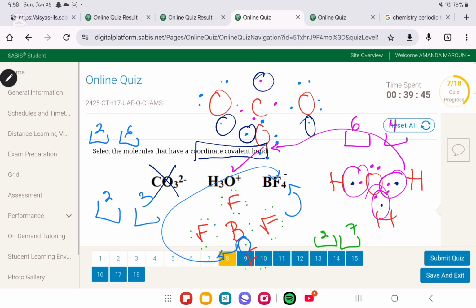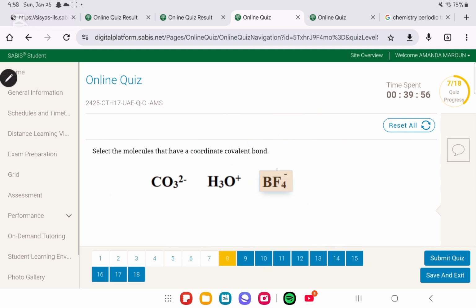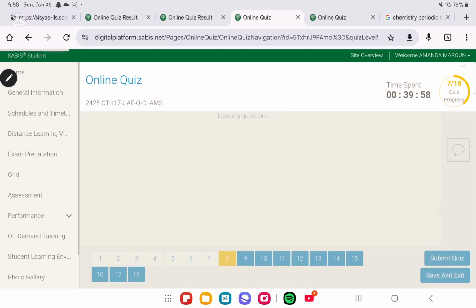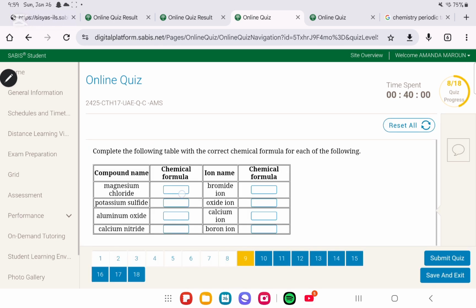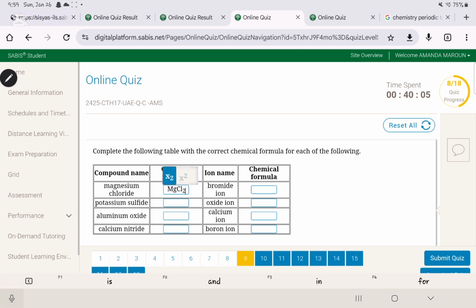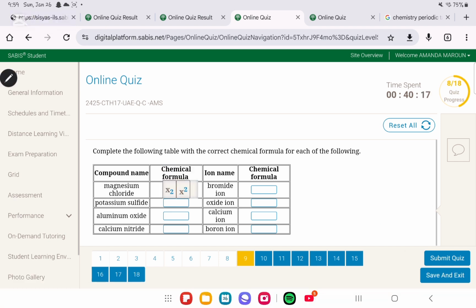Now, this is something we're gonna learn later on. It is apparently based on the octet of the BF4-, but for now, memorize that BF4- has coordinate covalent bonding. So these two are the answers. Moving on to question number 9. This is very simple. Magnesium chloride is MgCl2. You should know it by now. Potassium sulfide is K2S.